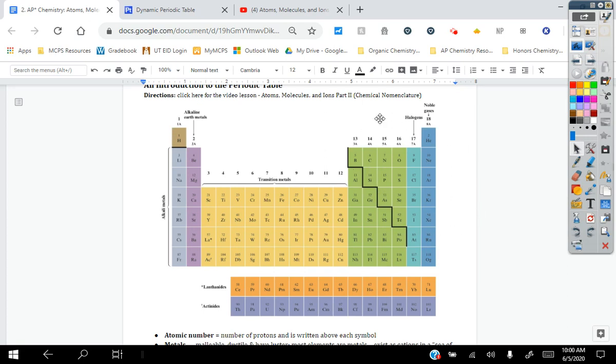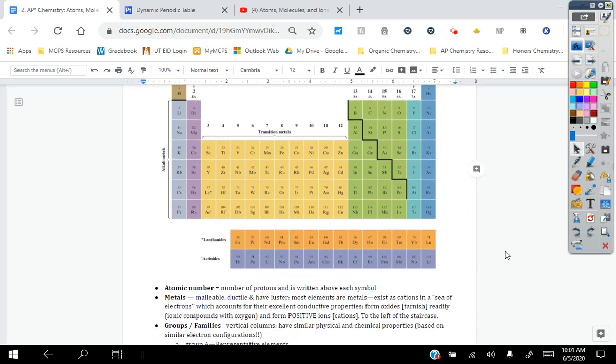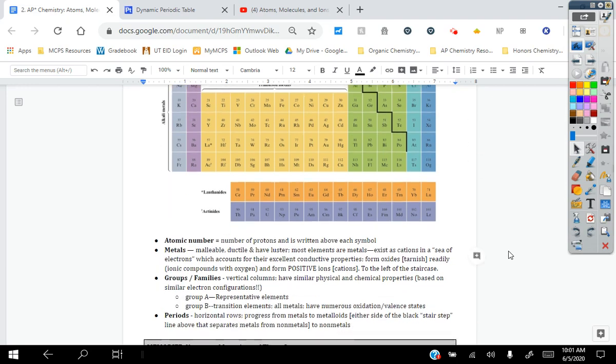behaves as such. This column 7A or 17, depending on the periodic table you're looking at, is referred to as the halogens, and then the last column is referred to as the noble gases. We also have lanthanides and actinides on the bottom, but we won't see those very much. Those are primarily reserved for nuclear chemistry and radiochemistry. We don't really cover those much in AP chemistry.